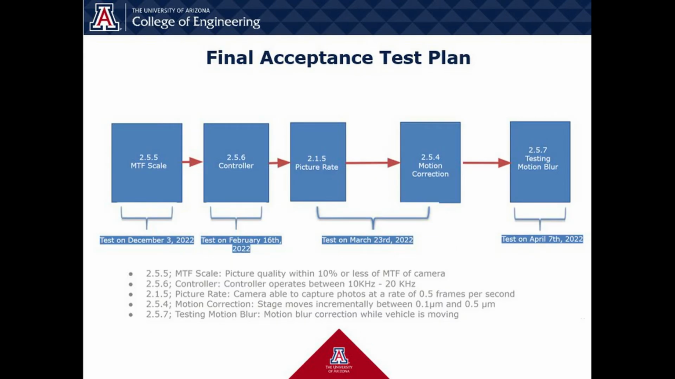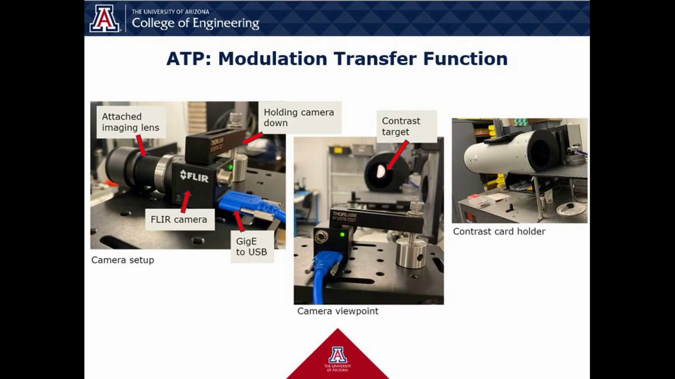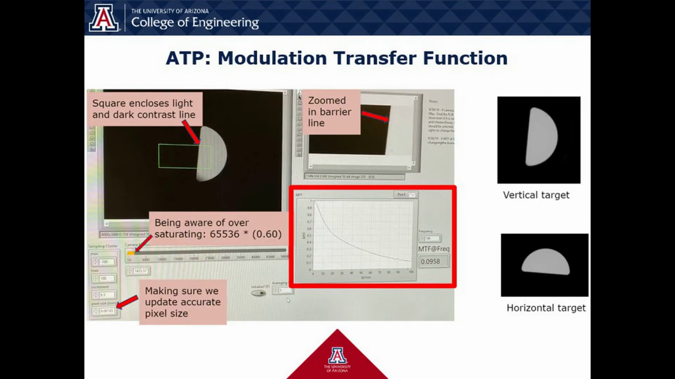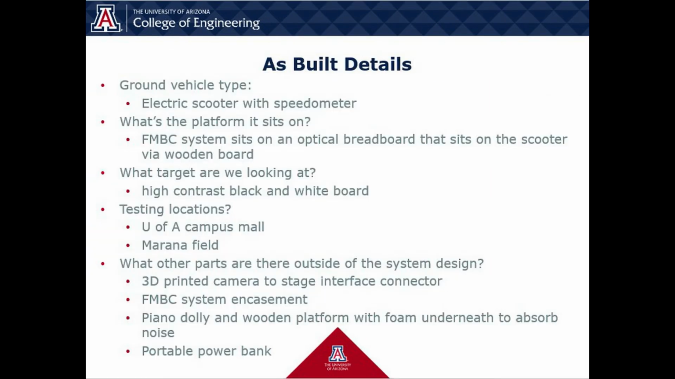These are some of our final acceptance test plans for testing related to the stage as well as the picture quality. For the final test day, there were some considerations we had to build outside of our physical testing system. This specifies the ground vehicle we used, which was an electric scooter with a speedometer, and the platform the FMB system sits on, which was an optical breadboard that sits on the scooter via wooden board. This also specifies the target we are looking at, which is a high contrast black and white board, and the testing locations, which were the U of A campus and Marana Field.